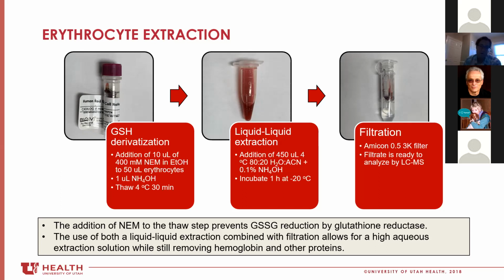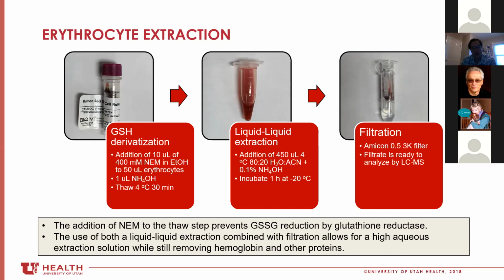So taking these standard red blood cells that we have, we derivatized with glutathione by the addition of NEM and ethanol, and we found we can derivatize the glutathione as it thaws. So the next step is then we did a liquid-liquid extraction of that. And what we did is we add 450 microliters of 80-20 water to acetonitrile at 4 degrees Celsius with 0.1% ammonium hydroxide. Now this is a detail that's pretty important in metabolomics.